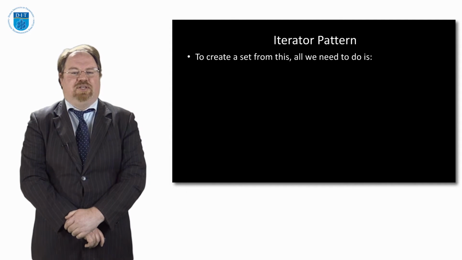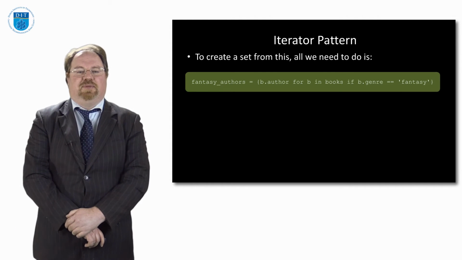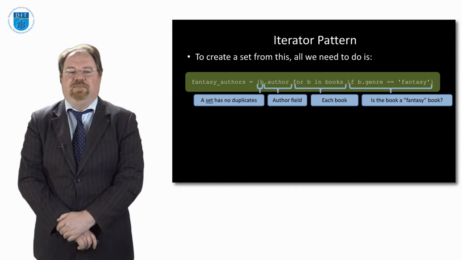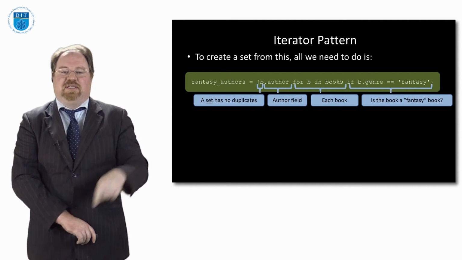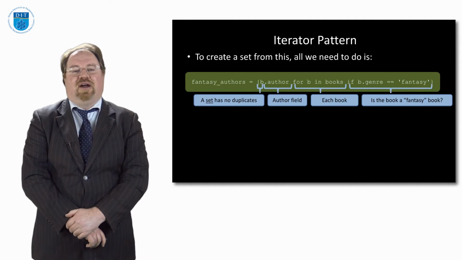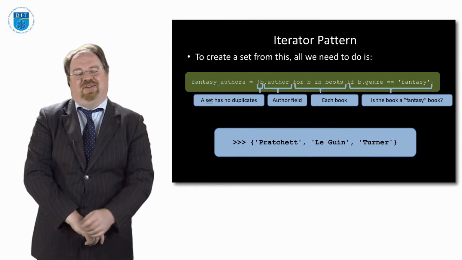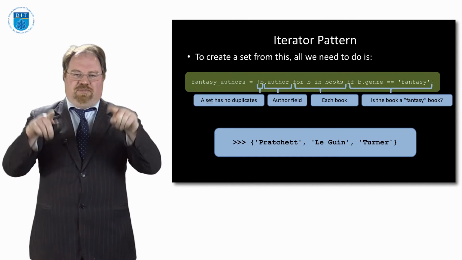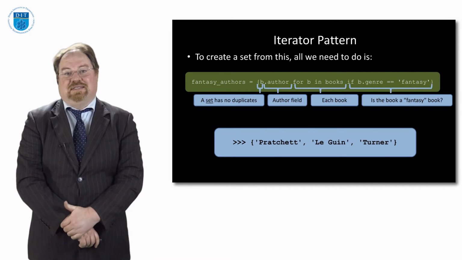Whereas with a set comprehension, we say give us the name of the author, that's the first element always, for all the books in the list, and let's check if the genre is fantasy. But the big difference here is instead of square brackets, we use curly braces. Because we're using curly braces, that means no duplicates are allowed. Therefore, our set will be the set Pratchett, Le Guin and Turner. So even though Pratchett should be there twice, because we have the curly braces, we only get Pratchett once because it's a set.